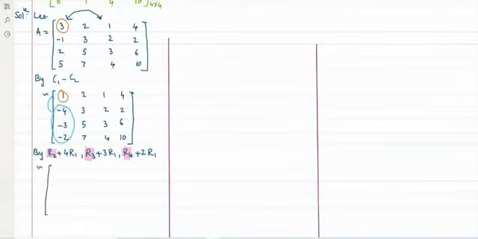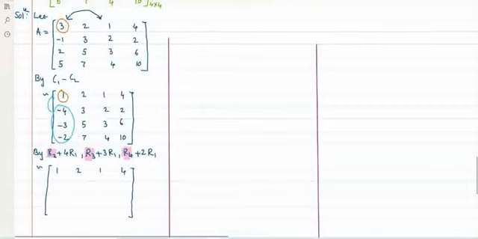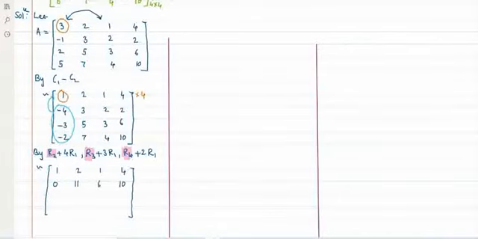First row, 1, 2, 1, 4 remains the same. Now multiply by 4 and add. Obviously, the first element becomes 0. 3 plus 8, 11. Correct. 11, 6, 10. Okay, fine. I will write directly. Verify the calculations. Next one, you have to multiply by 3 and add. Obviously, the first one is 0. 5 plus 6, 11.